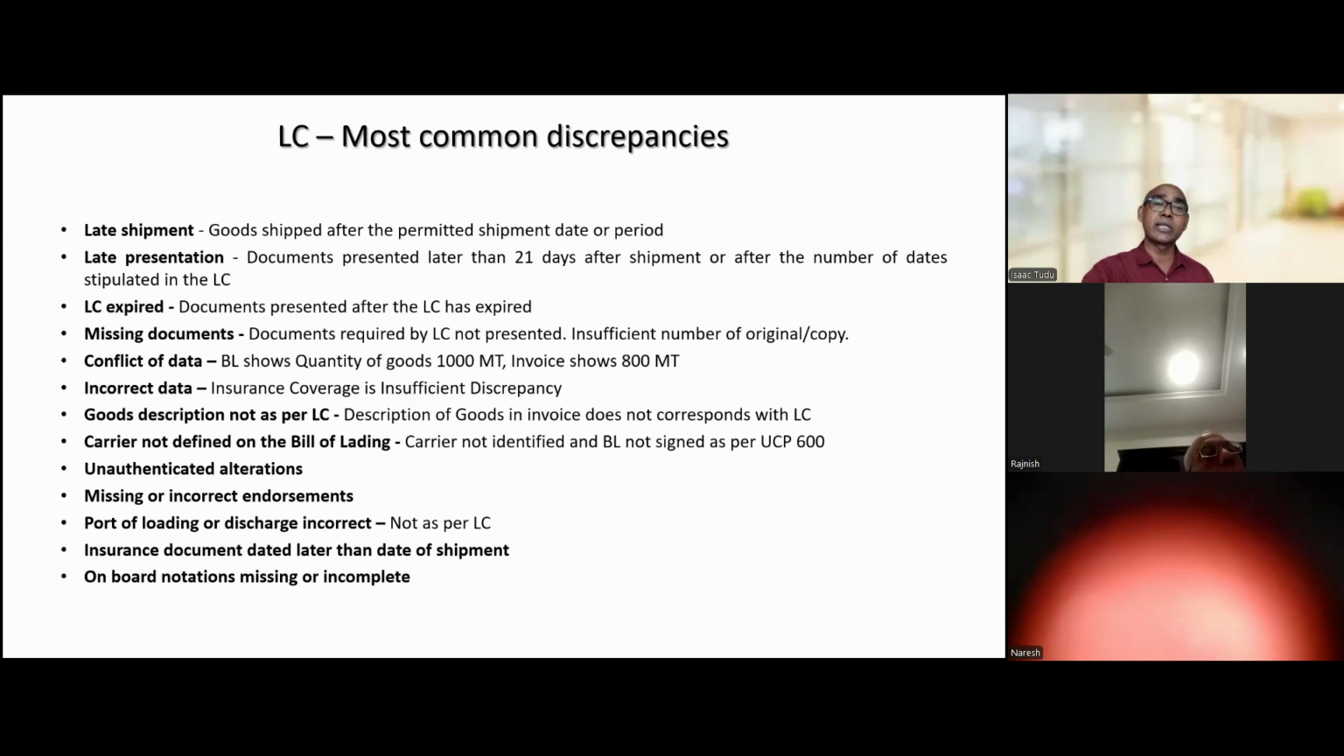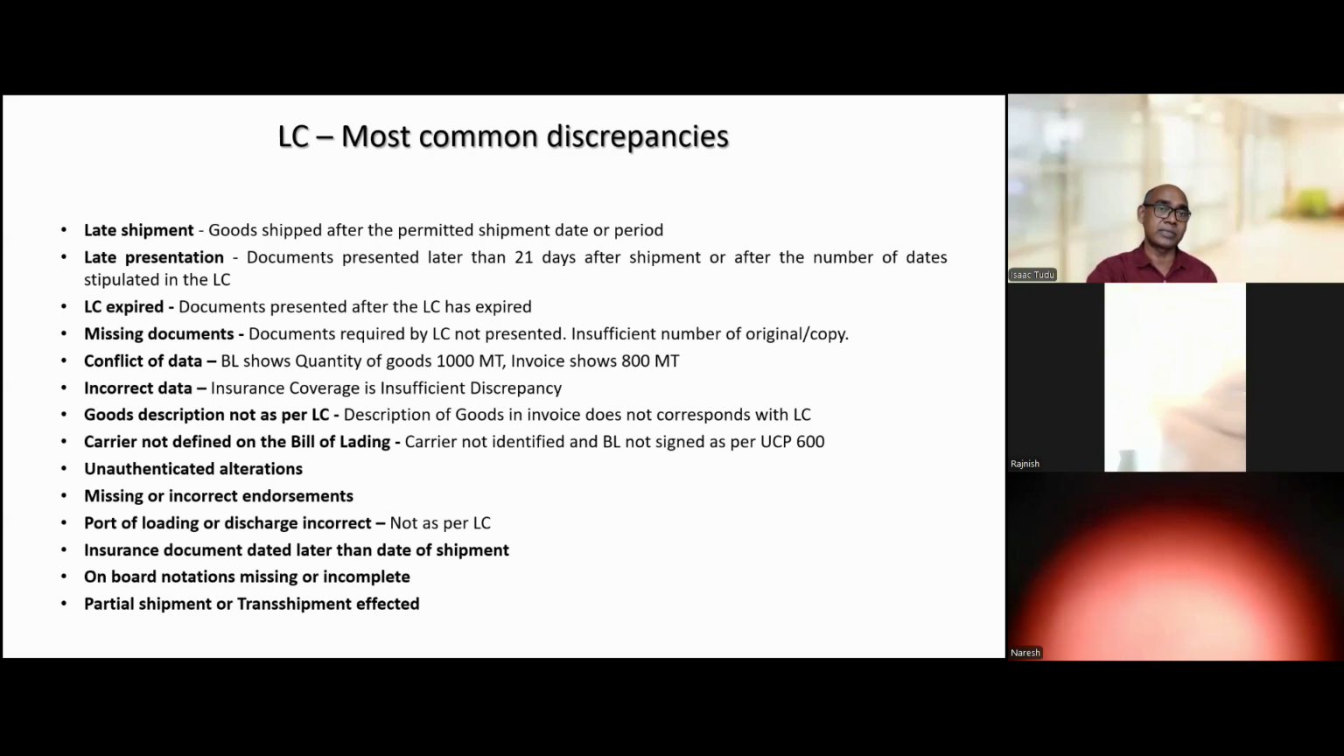On-board notation is not there on the bill of lading. These are the common things. Lot many other discrepancies could be there, but I have jotted down a few of them. Okay. Partial shipment not allowed in the LC, but we observe that partial shipment has taken place, or transshipment, unloading from one vessel and reloading to another vessel, has taken place between port of loading and port of discharge. So these are the most common discrepancies, right?